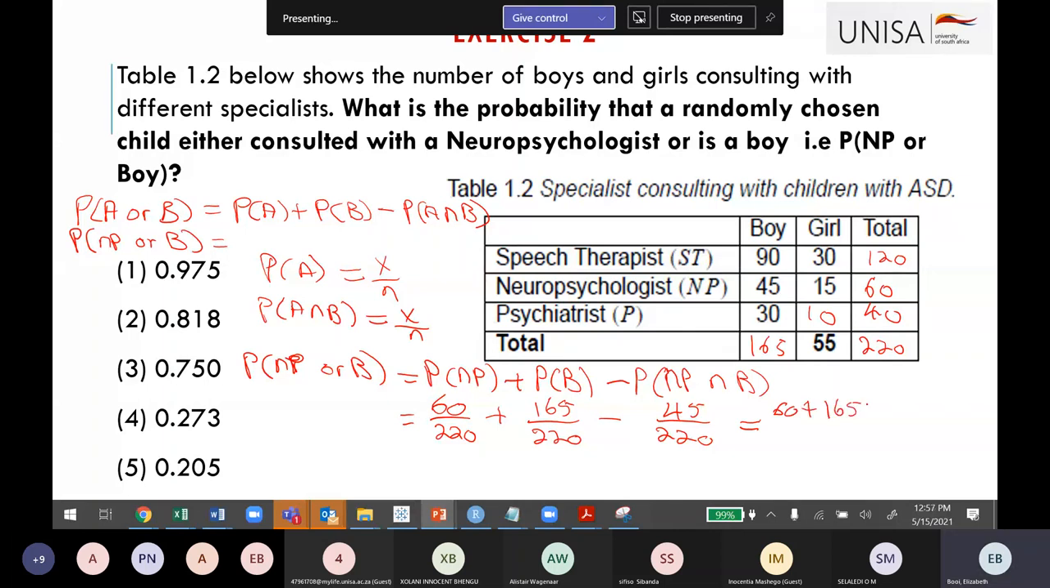Therefore, we can write this as 60 plus 165 minus 45, divided by 220. And when you calculate that, what do you get? 60 plus 165 is 225, minus 45. You get 180 divided by 220. The answer you get is 0.8181, which means the answer is option 2.